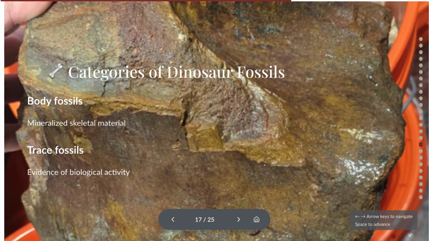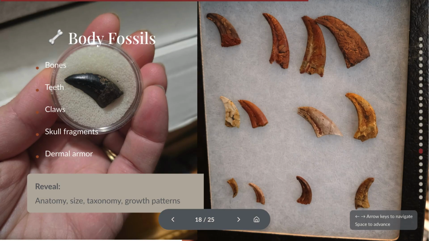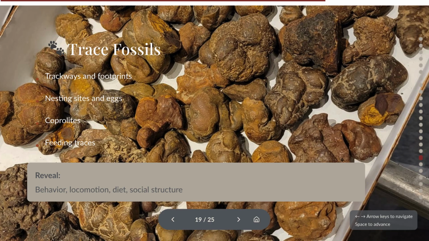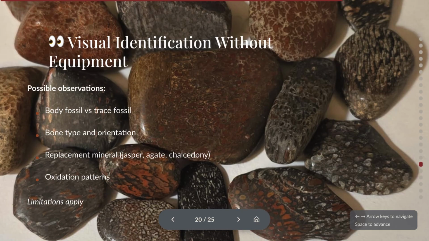Categories of dinosaur fossils. You have body fossils, mineralized skeletal material, and trace fossils, evidence of biological activity. Body fossils, such as bones, teeth, claws, skull fragments, and dermal armor, reveal anatomy, size, taxonomy, and growth patterns. Trace fossils, such as trackways and footprints, nesting sites and eggs, coprolites (dinosaur poo), and feeding traces, reveal behavior, locomotion, diet, and social structure.